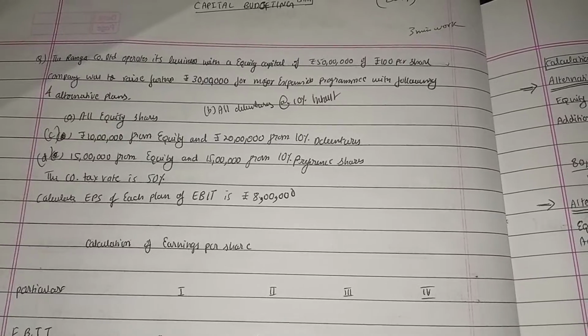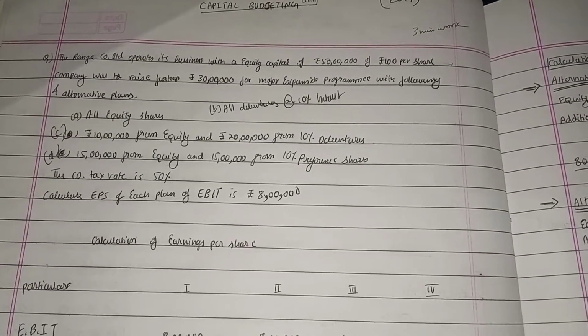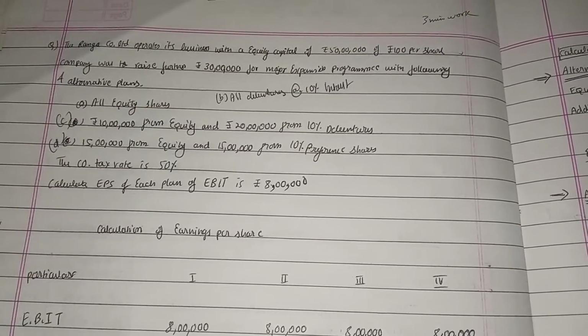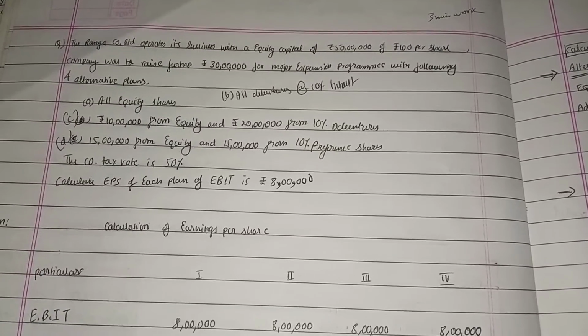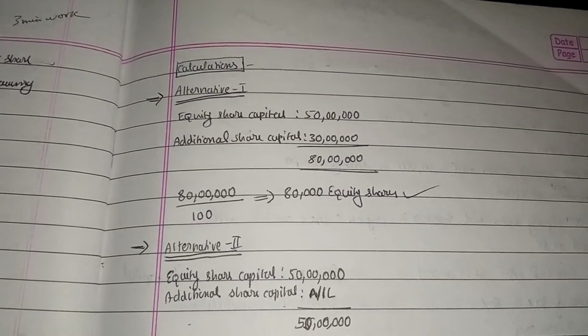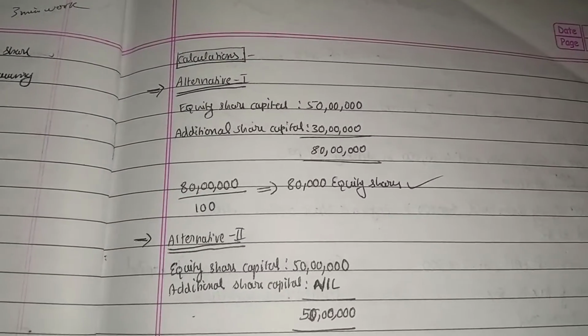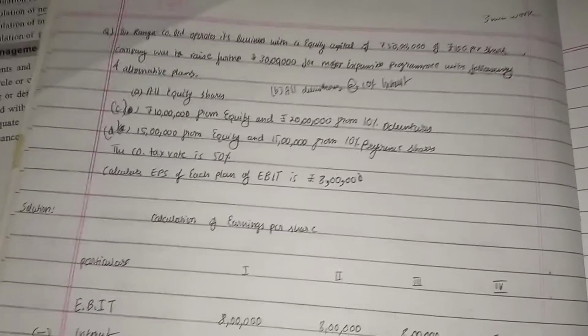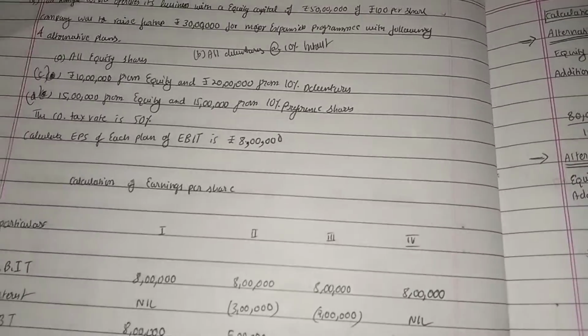For calculating this problem, you may require 2 to 3 pages. First, start with your next page, that is the second page, for calculations. In these calculations, you will have alternative 1, alternative 2, alternative 3, alternative 4, because here there is a set of alternatives. We have to comply with them and solve with them.